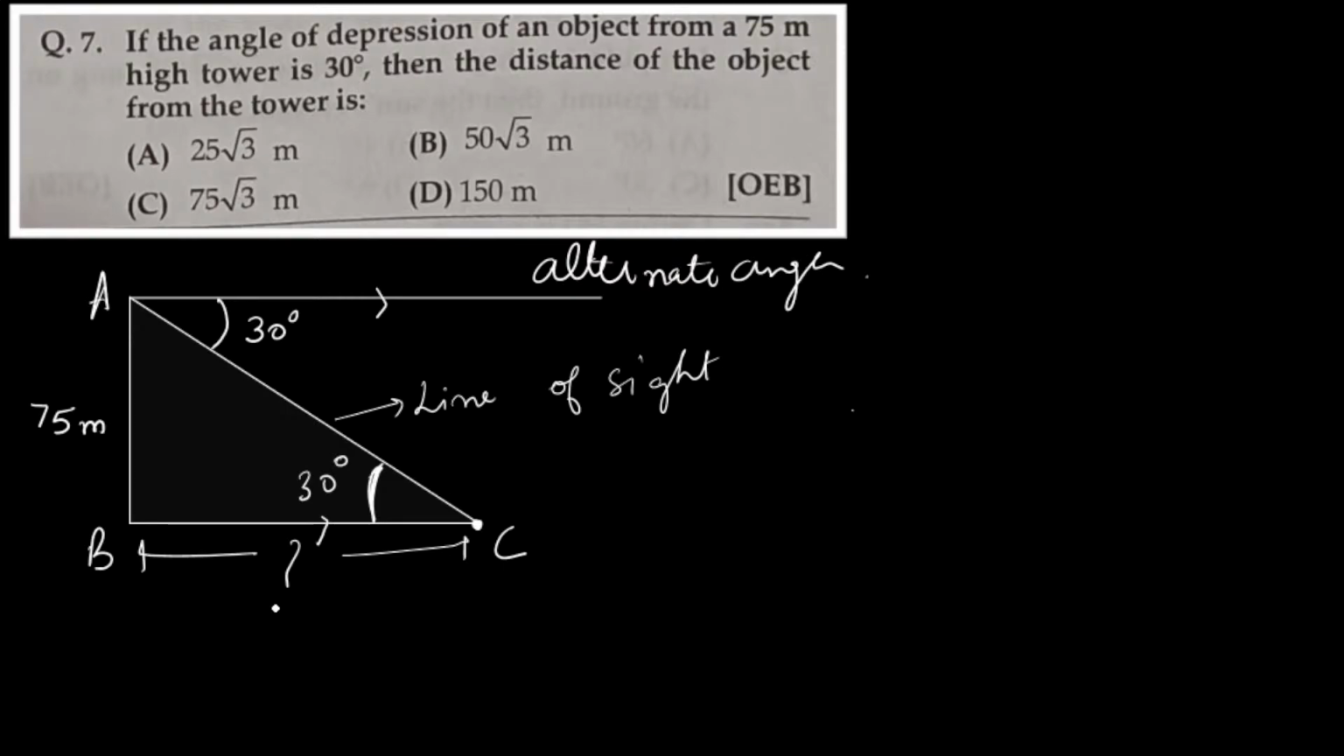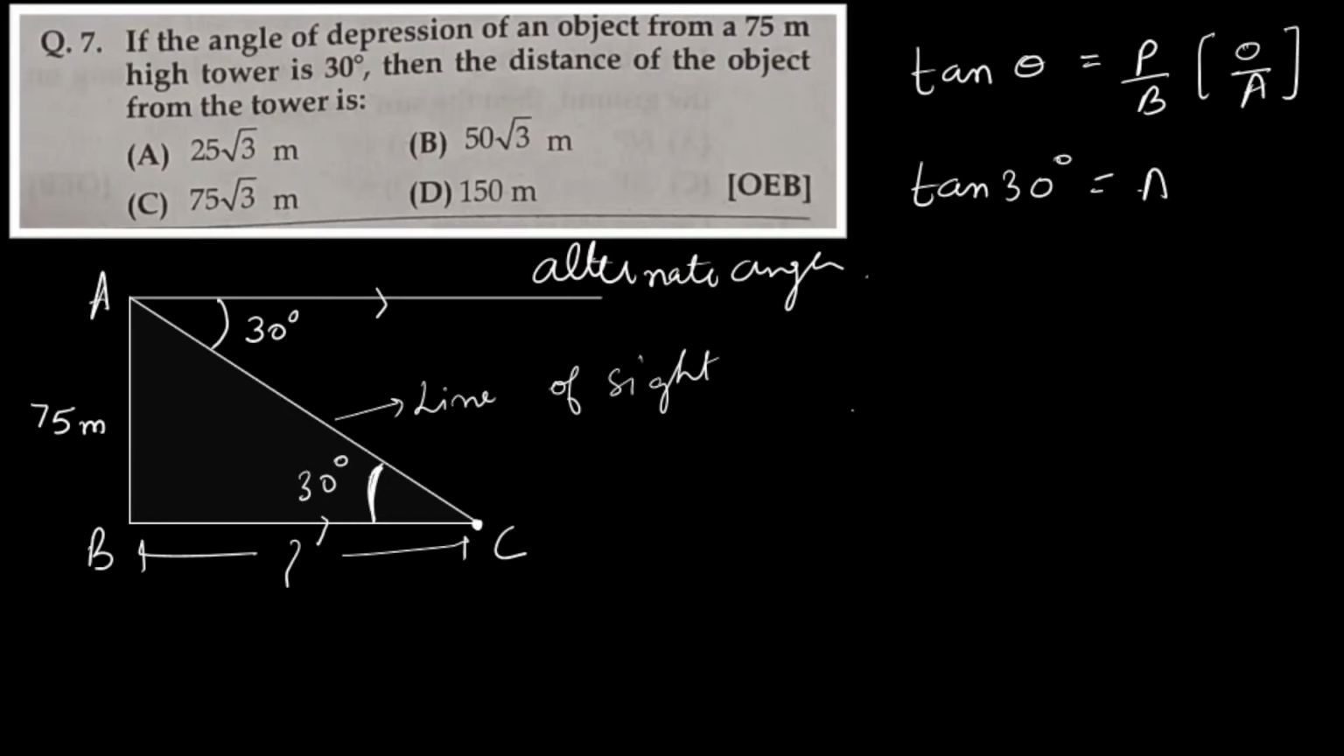Now the base you have to find. Perpendicular is given to us, so we can use tan theta. Tan theta is equal to perpendicular by base, or opposite by adjacent. Perpendicular is opposite and adjacent is base. So tan 30-degree is equal to perpendicular AB by base BC. Tan 30's value is 1 by root 3, which is equal to AB, 75, by BC.